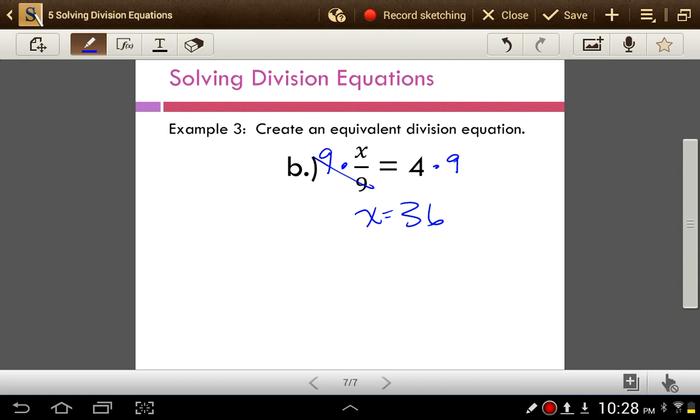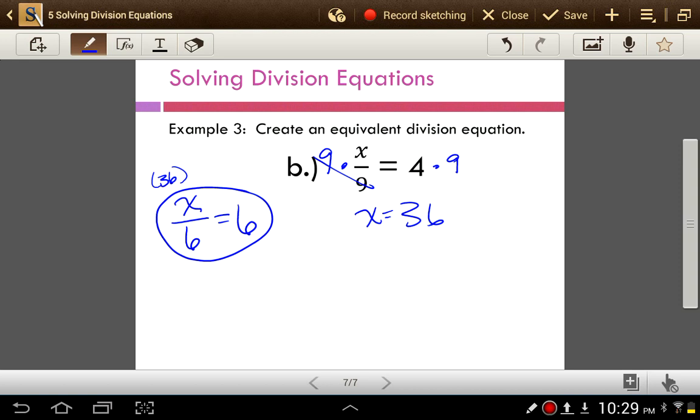In my first one, I'm going to do x divided by, again, x is 36, so I want to think of numbers that go into 36. And there's a lot of options. I'm going to choose 6. X divided by 6 equals, well, 36 divided by 6 equals 6, so x divided by 6 equals 6. Okay, I can multiply those. 6 times 6 equals 36 to check my work.